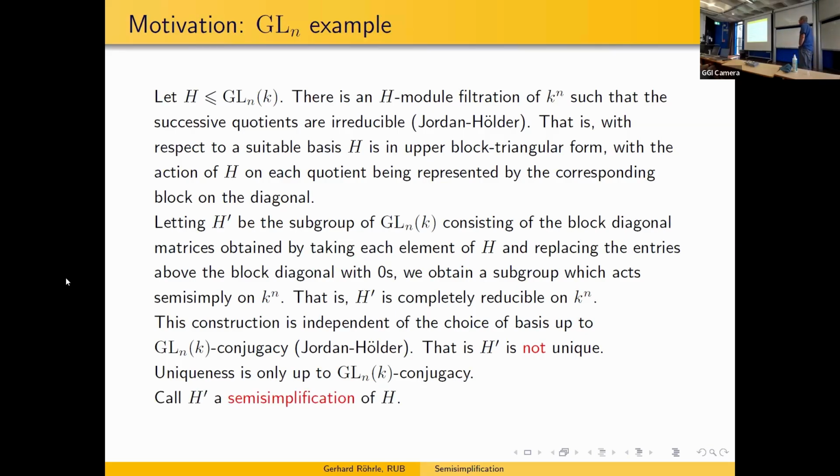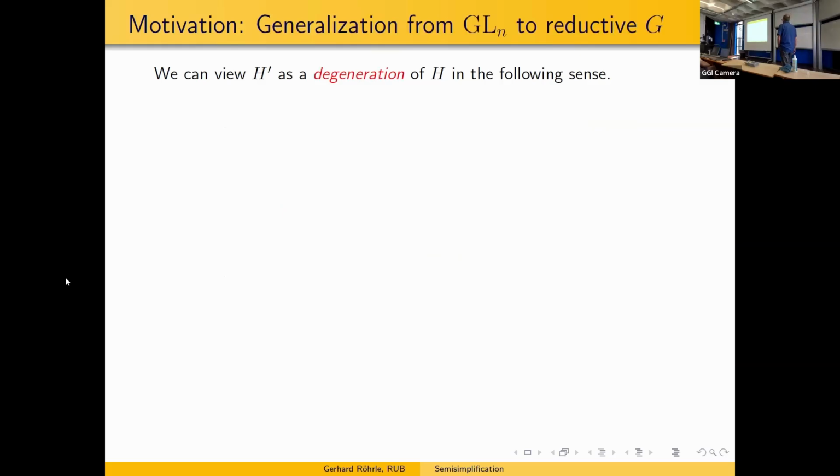And we would call this H prime a semi-simplification of H, right? H probably didn't act simply on the K to the n, but H prime does, okay? But if we have to have a formal process, how do I get from H to H prime? I mean, in E8, I can't just say, well, put a bunch of zeros somewhere in a matrix. I have to find a formula that's taking limits. So that's this idea that I want to introduce next.